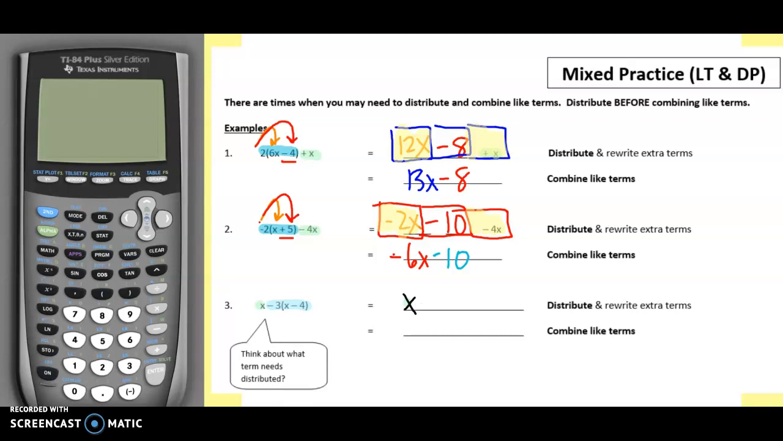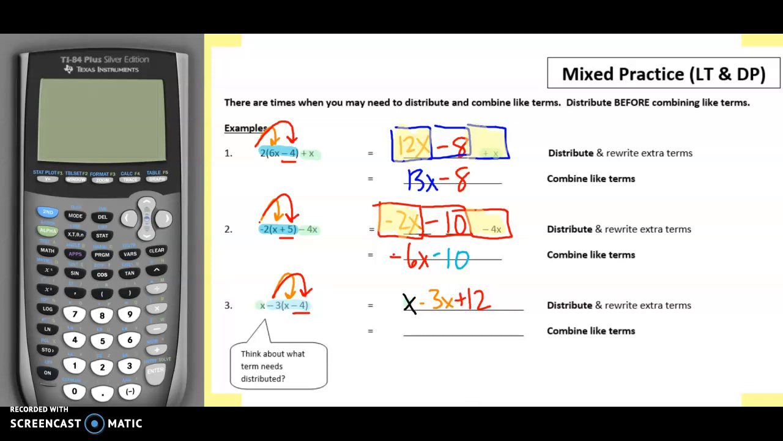Now we've talked about what we're distributing. We're going to take that negative 3 and multiply it by our x. Then we're going to take that negative 3 and multiply by negative 4. Negative 3 times negative 4 gives you a positive 12. Be careful we don't just put a 12 down. It's part of an expression. I need that connector in there. So you put your plus.